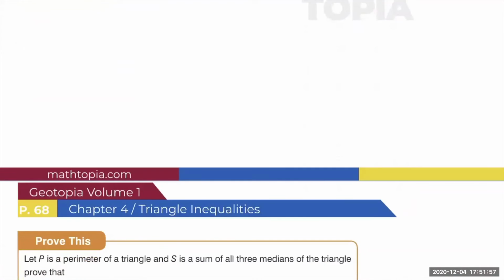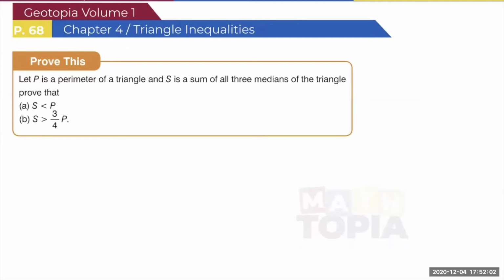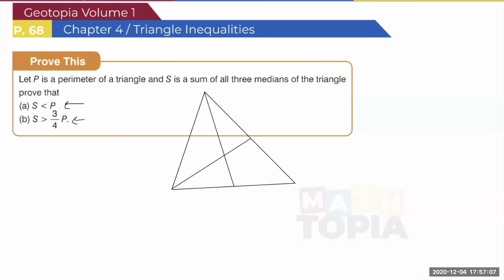Now our chapter 4 side problem. We have a second proof from page 68. We have these two inequalities in a triangle, and they're using S and P. S is the sum of all three of the medians in the triangle. So let's draw in all of these medians.